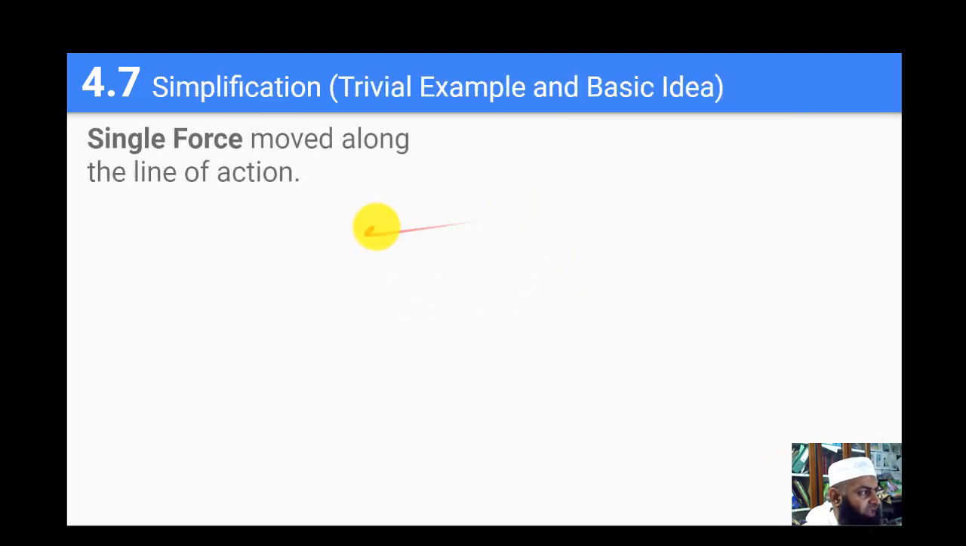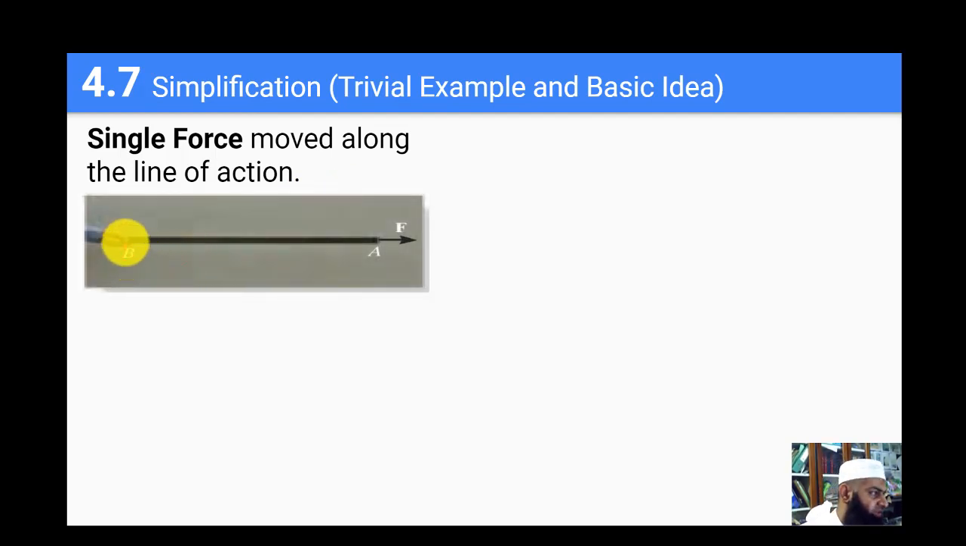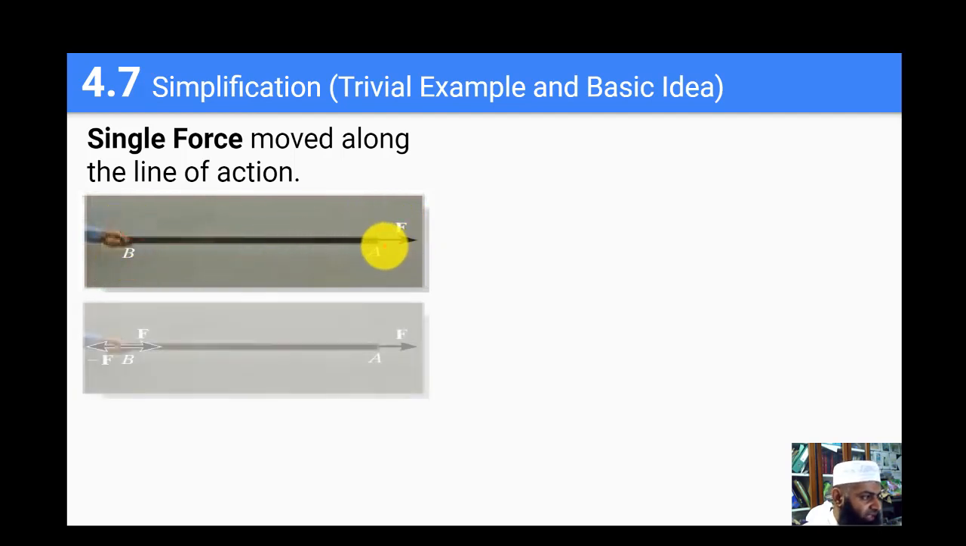Let's assume that we have a single force acting on a rod. Let's assume we are holding a rod BA in our hand, and there is a force applied on this end of the rod, and the force is equal to F, and it is directed outwards. The first thing that we want to do is represent this force as a resultant force which is acting at this point B, rather than acting at this point A.